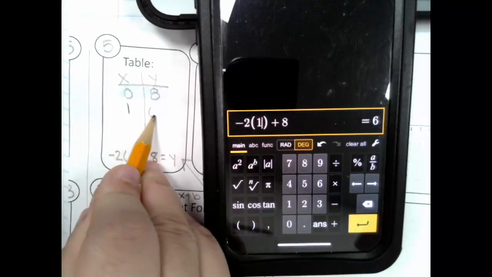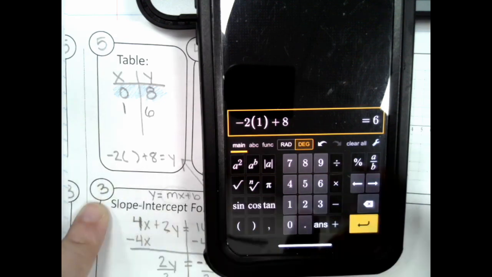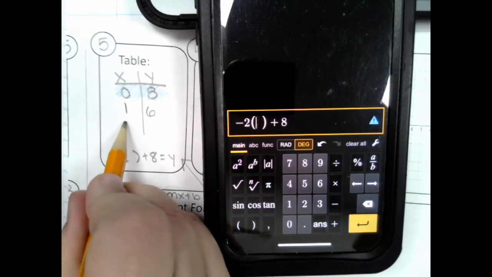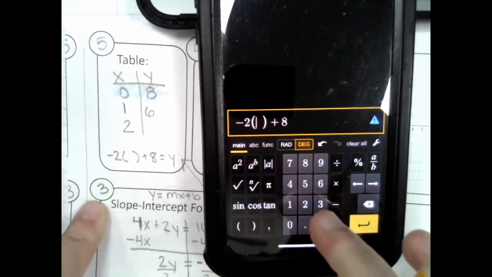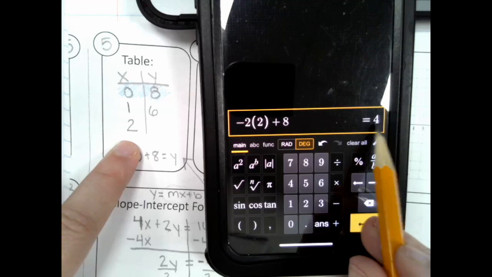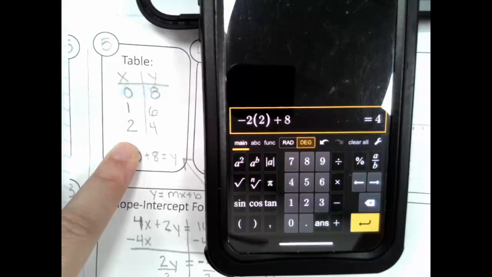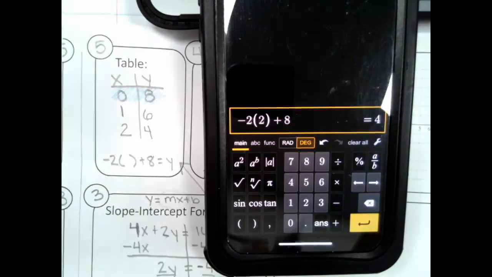So if I buy 1 pop, I can buy 6 bags of chips. What other number do we want to put in for x? 2? Okay, I buy 2 pops. That means I can buy 4 chips. 2, 4. We could keep going. I'm a big fan of just 3 points on our linear graphs here.